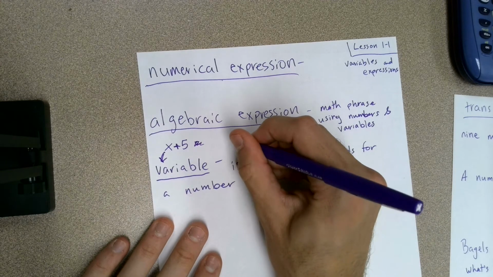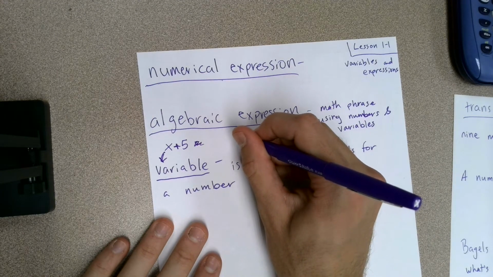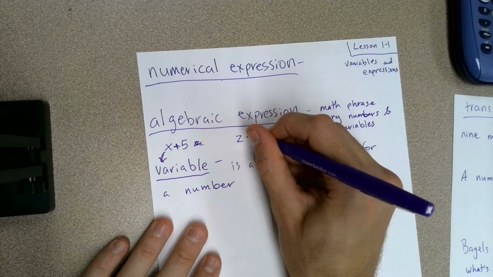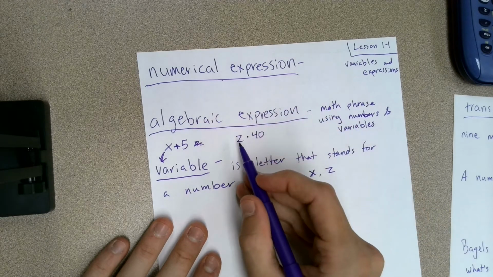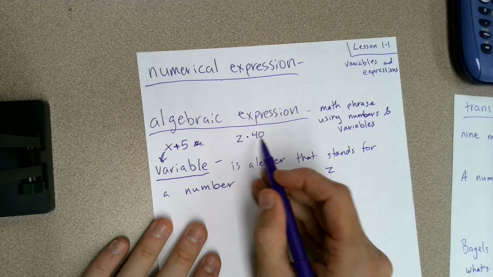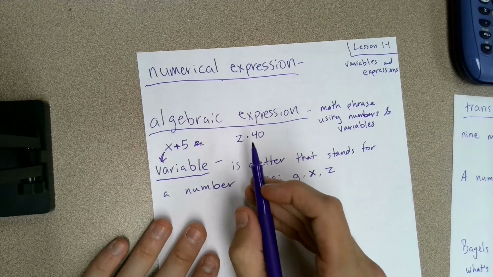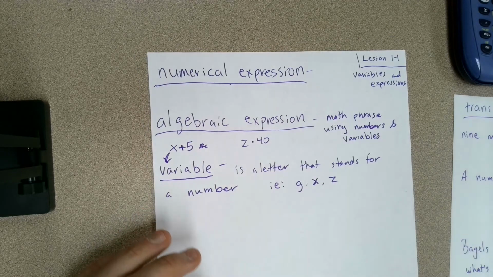Another one could be z times 40. We have our operation symbol and our variable and our number. An example of an algebraic expression.